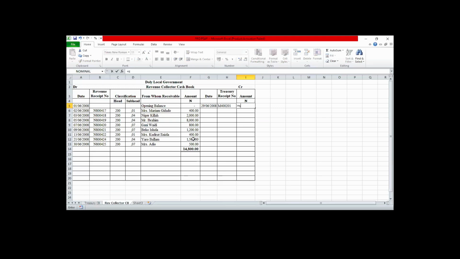It will now be the sum of 5 to 812, 14,300. Then the closing balance as at 30th 06 2008. Balance carried down. Carried down. The other is how much? 500. Total is 14,800.